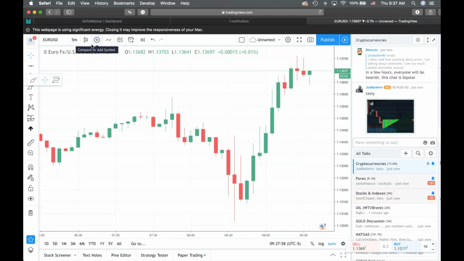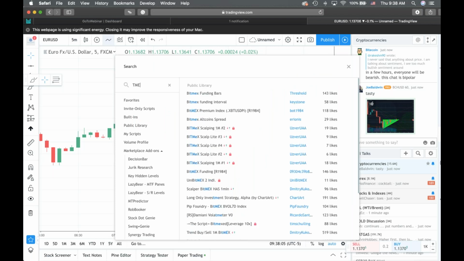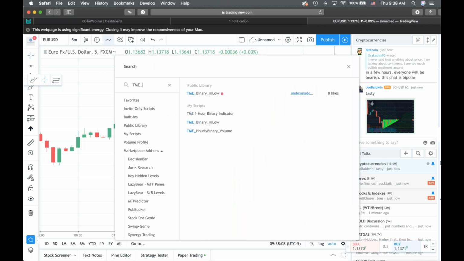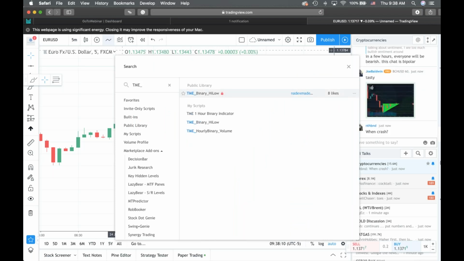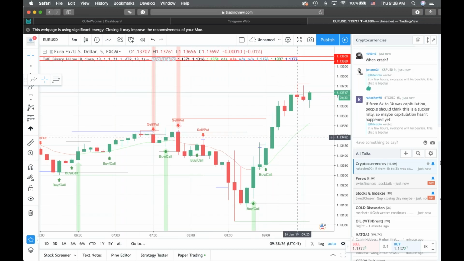So I just removed all the indicators, and now all of you probably have access to it. You're just going to go to the indicator, type TME again, and this indicator will show up. TME binary high low. This is the 5 minute option indicator by us. So we're just going to edit. Okay, and that's what you will see. Again, using the 5 minute chart.